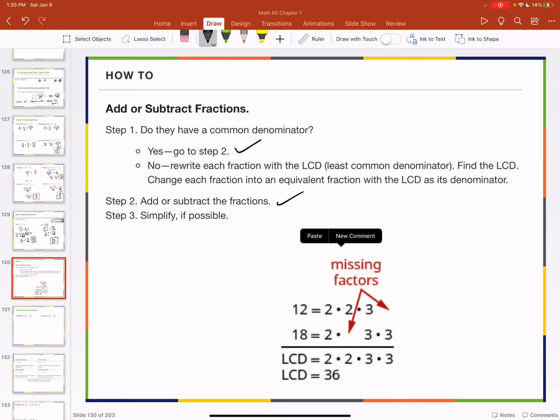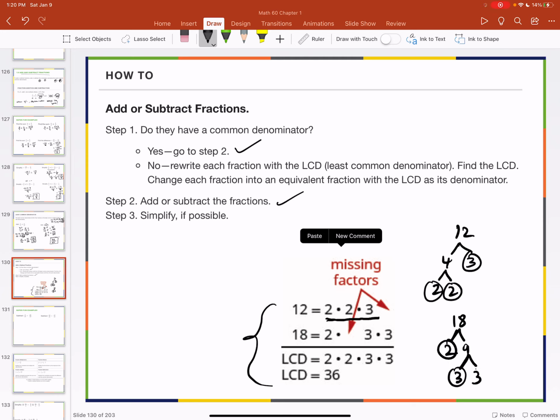So if you notice here, 12 and 18, if we write the prime factorization of 12, okay, so remember what prime factorization is. It's when you factor using this little tree and you stop at the primes, okay? So 12 can be rewritten as 2 times 2 times 3, and then 18 we could write as 2 times 9, right? That's a prime, 3 and 3. So that's where I get this, okay?